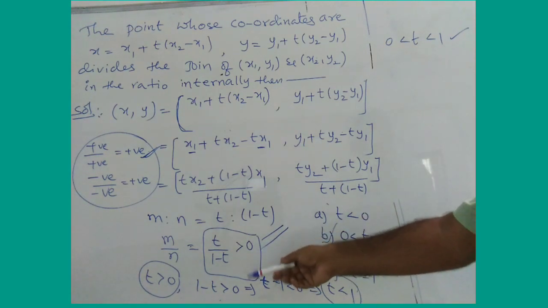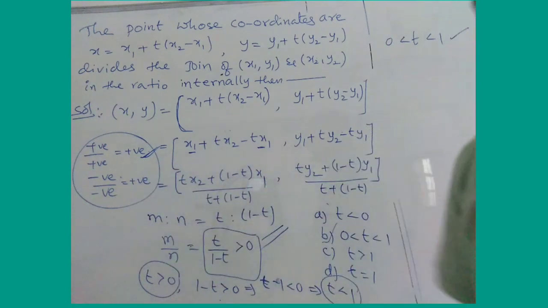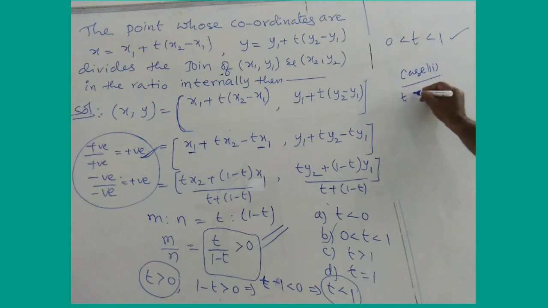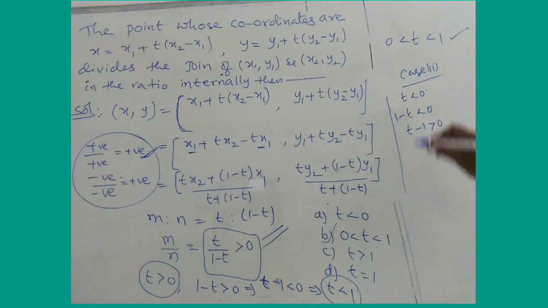Suppose I said no, second category, maybe numerator negative and denominator also negative. Then what? In that case, case 2, t less than 0, even 1 minus t is also less than 0. From this, if you take minus common, you can write that t minus 1 greater than 0, that is t greater than 1. And there is no union for this, less than 0 and more than 1.